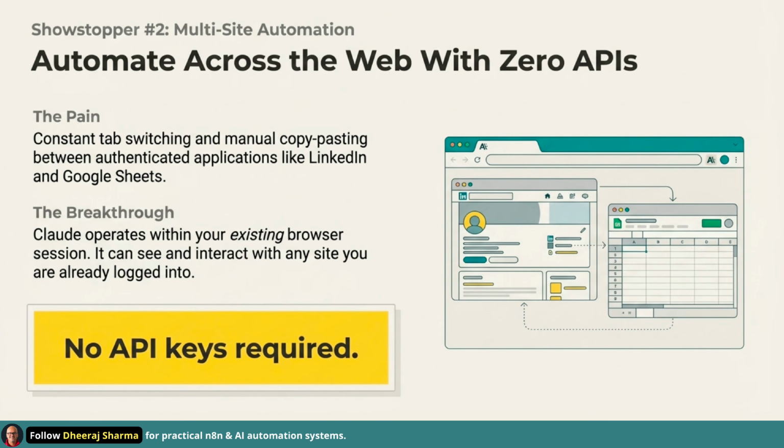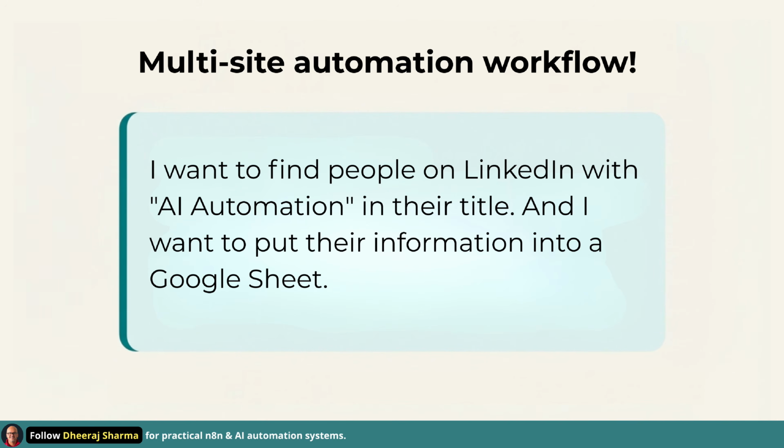So now let's shift on to the fourth part of this video, which is the demo where we are going to do multi-site automation. And here is the scenario. What I want to do is I want to go ahead and search in LinkedIn for all those profiles that have AI automation in their headlines or profiles anywhere. I want to record these profiles and log them into the Google Sheet that I am already logged into. So that's what I want to automate so that I can do some sort of web scraping.